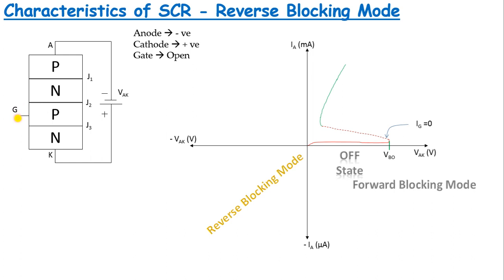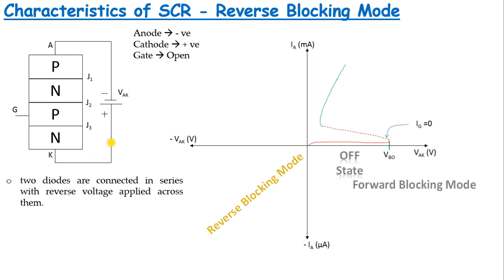Now you can see what will happen if you establish this kind of connection between the anode and the cathode. We can say easily that this diagram looks like two diodes connected in series with reverse voltage applied across them. Moreover, due to the application of negative voltage to the p-type material and positive voltage to the n-type material, this leads to the reverse biasing of junctions J1 and J3 and forward biasing of junction J2. So under this condition, junctions J1 and J3 are in reverse bias condition, whereas junction J2 is in forward bias condition.